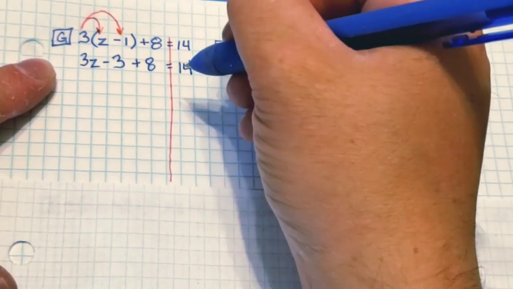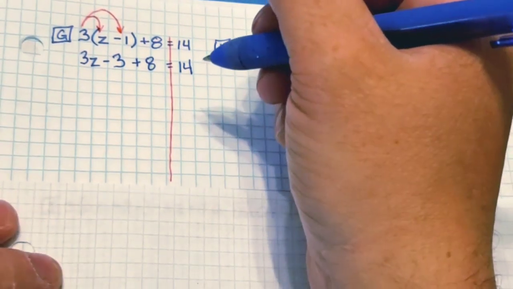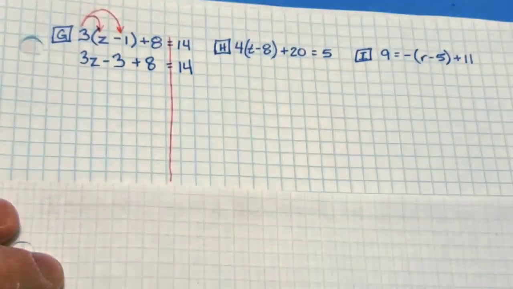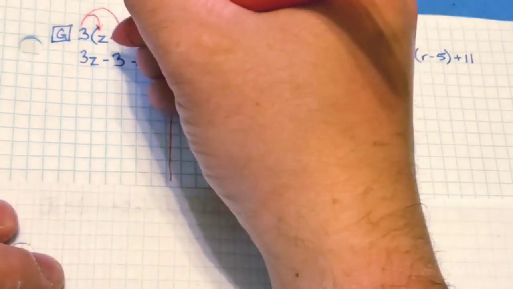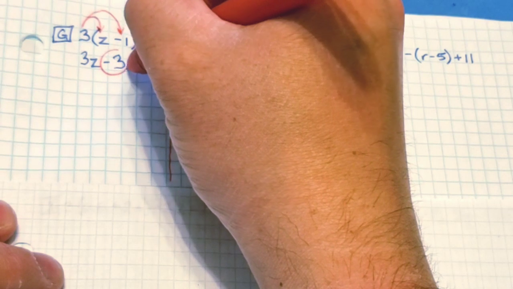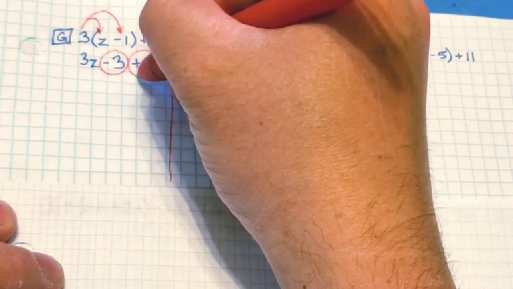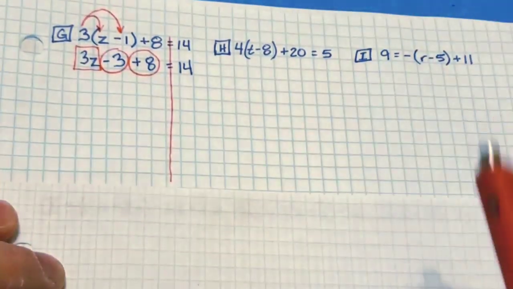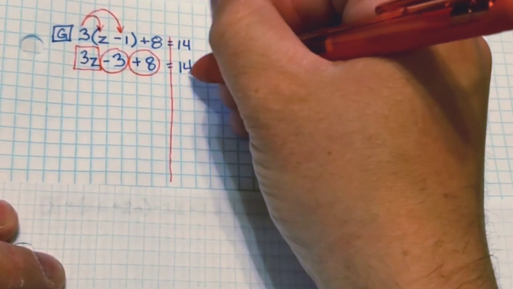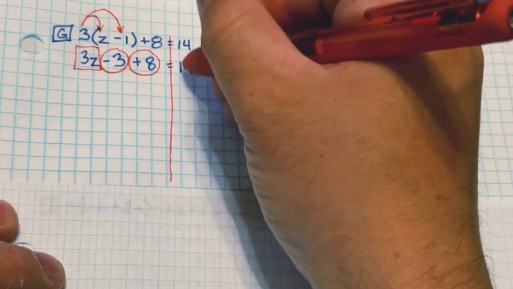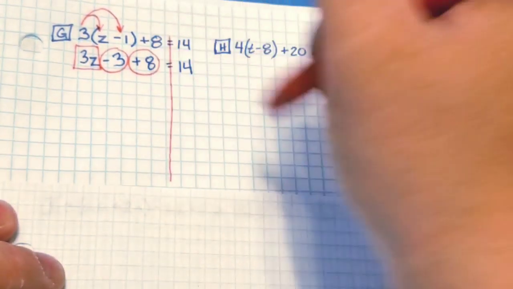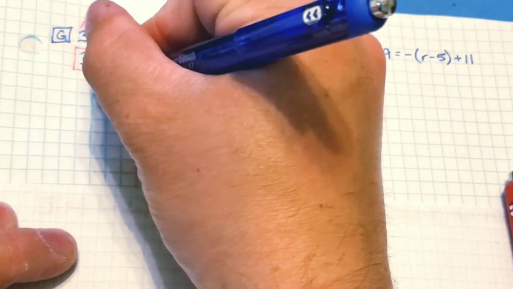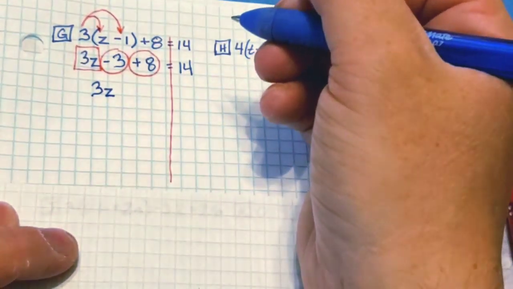Now, after distributive property, you look for like terms. Does the 3z have anything over here it can combine with? It does not. But this negative 3 and this positive 8, those are both constants, and constants are like terms. Well, why can't we combine it with the 14? Because it's also a constant. Well, it's on the wrong side of the equal sign. So the 3z, poor little 3z, didn't have a date to the dance.